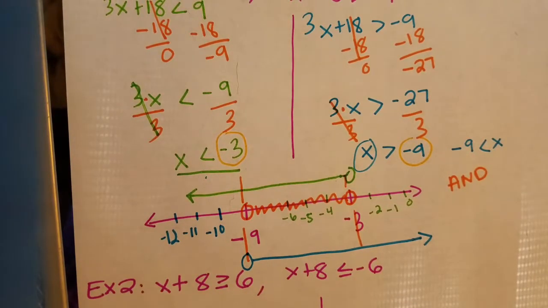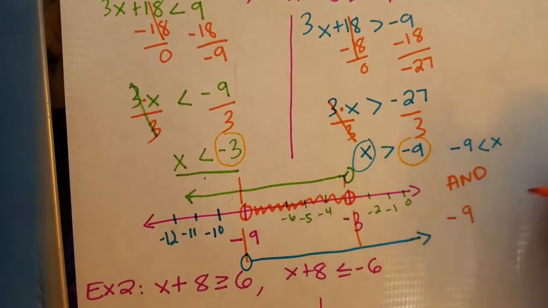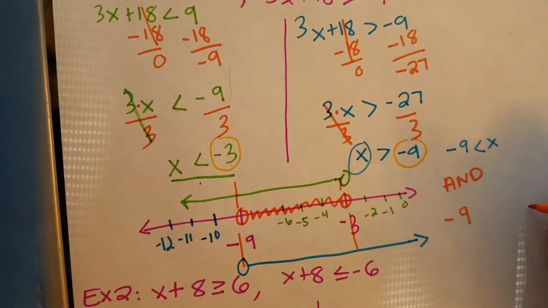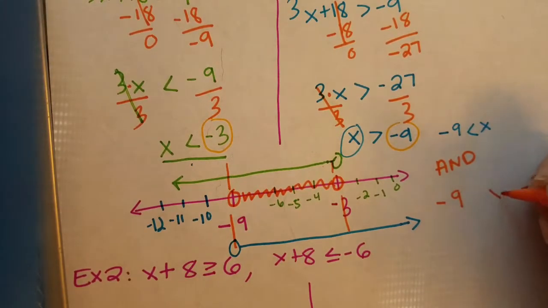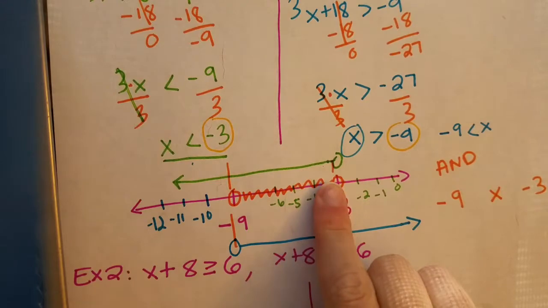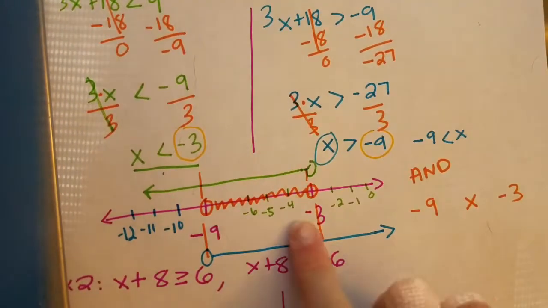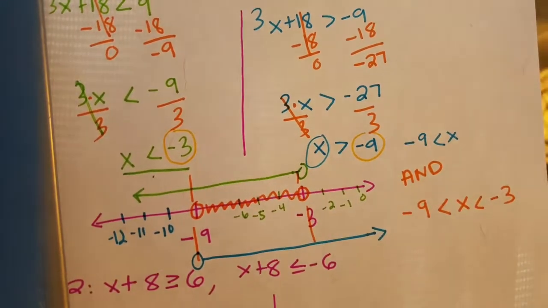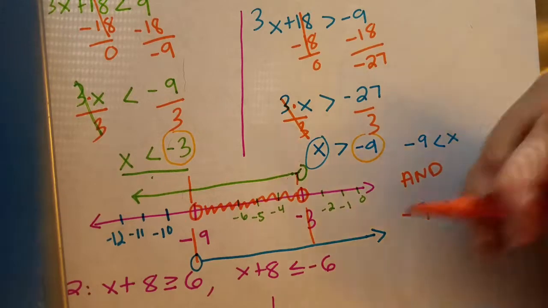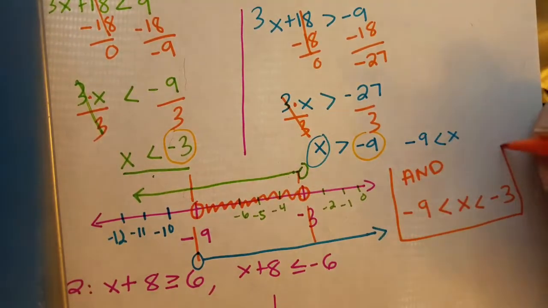Alright, and my final answer, remember for the and, you put the number that's on the left hand side on the left, the number that's on the right hand side on the right. You put your x in the middle, and since these are not equal to, we're going to use those same symbols. So these are all the values that are greater than -9, and these are all the values that are less than -3. And that's always how your and inequality should look. And that would be my final answer.